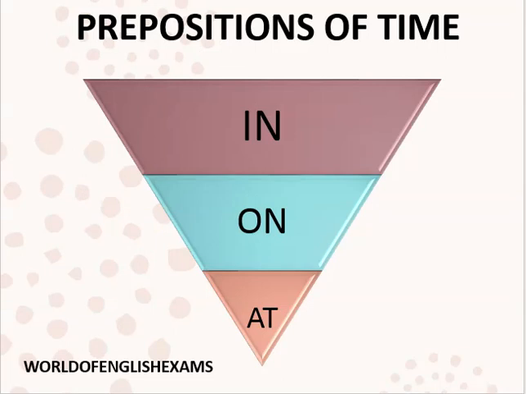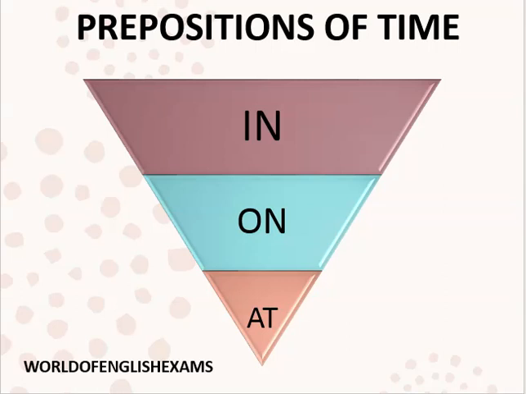So basically there are three prepositions which are often associated with time. Not that the others are not used, but these are the three most frequently used prepositions with time. The first one is in, the second one is on, and the third one is at.